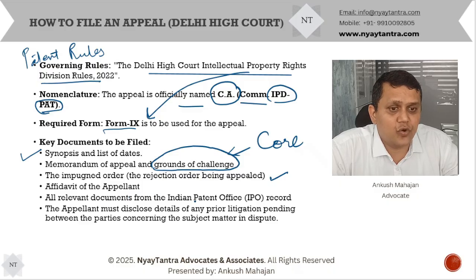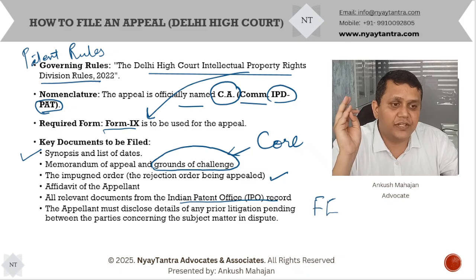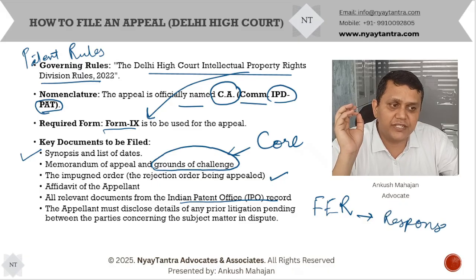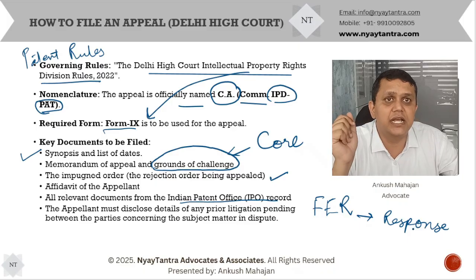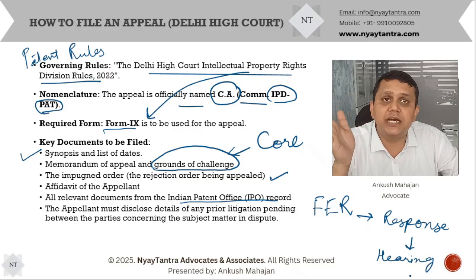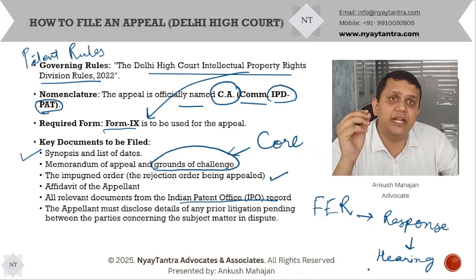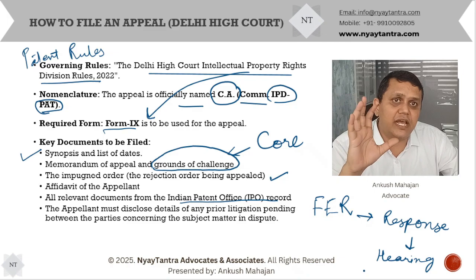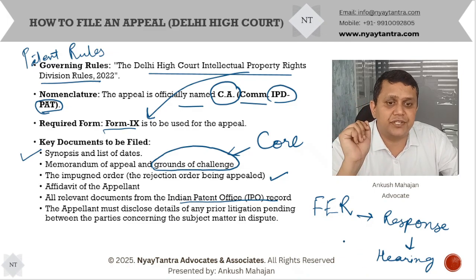All relevant documents from the Indian Patent Office record. For example, you can start with the first examination report, FER, and then you file your response to the FER. All documents on which you have relied while preparing a response to the FER, right? And then, for example, if a further hearing notice is given, then the written submission which was filed after the hearing. So all these documents you will accompany with your appeal petition.